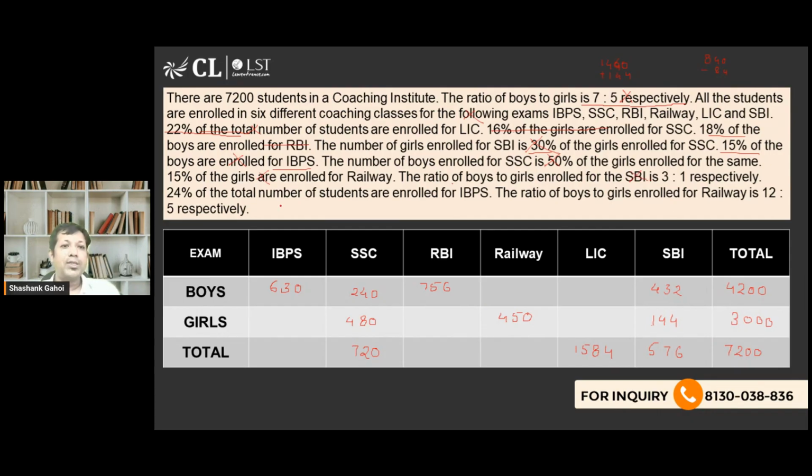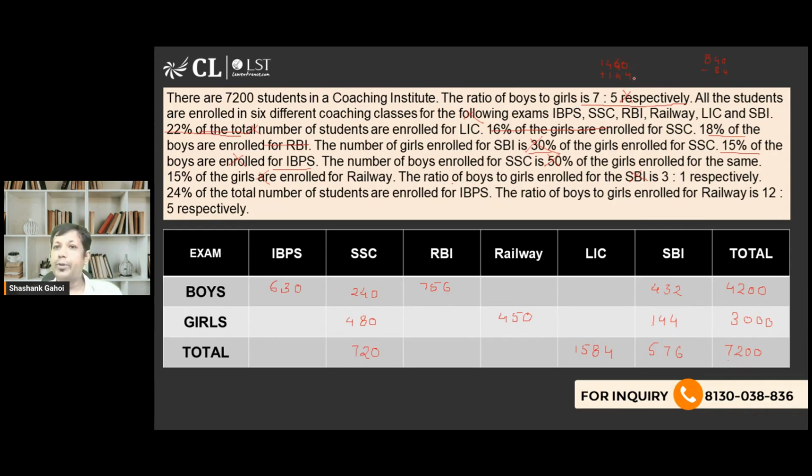Now 24% of the total number of students are enrolled for IBPS. So for IBPS, 24% of the total number. So 20% of this is what?